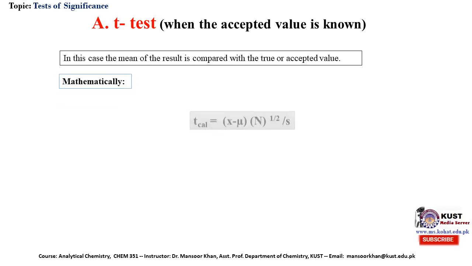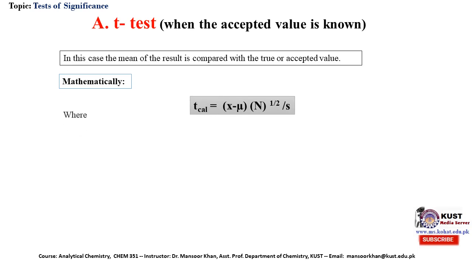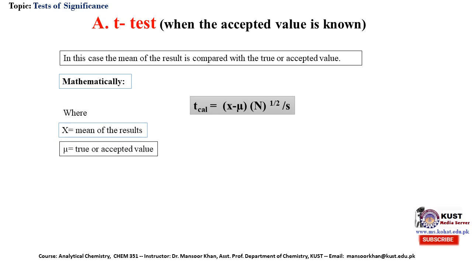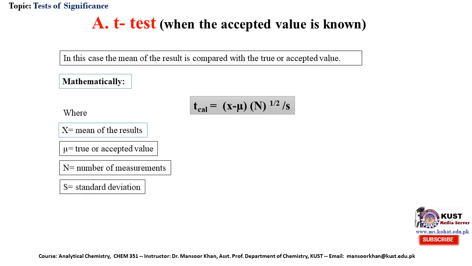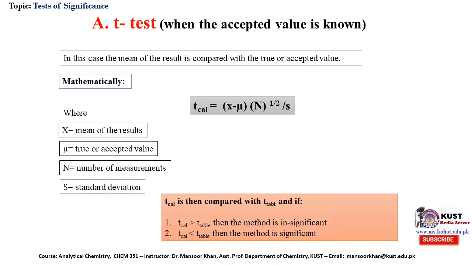Mathematically, the T value is calculated as T equals (x minus mu) times the square root of n, divided by the standard deviation, where x is the mean of the results, mu is the true or accepted value, n is the number of measurements, and s is the standard deviation. So this is basically the conclusion that we will take from this T-test.